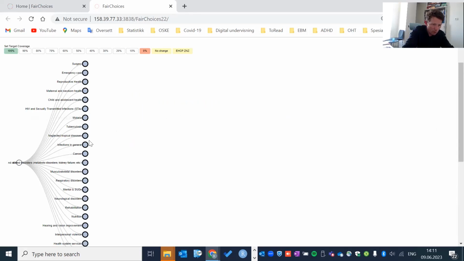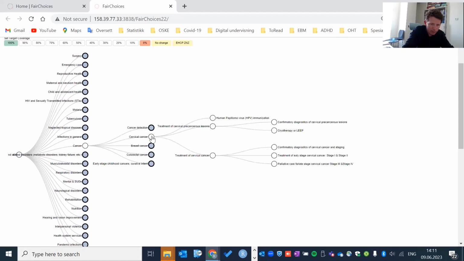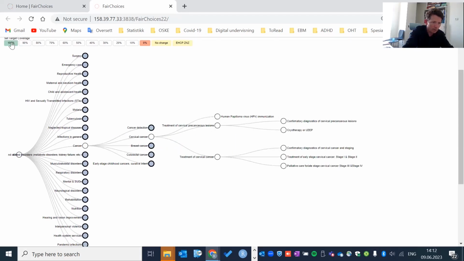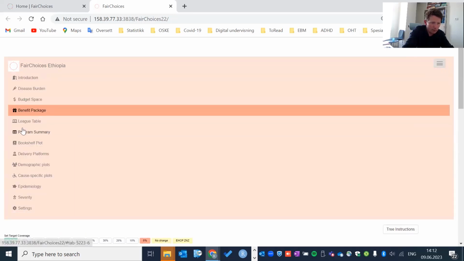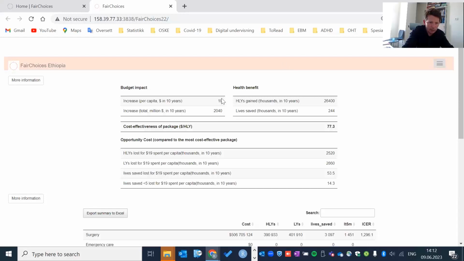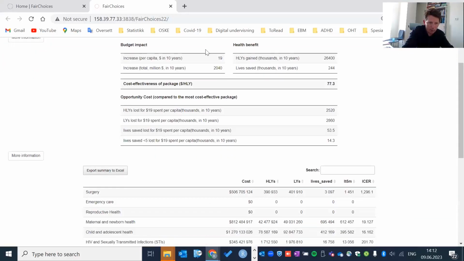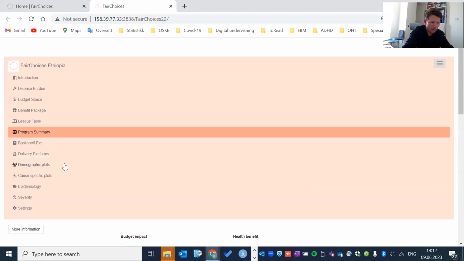And then maybe you go to the cancer team, and then you have someone in the cervical cancer team. They want to give everything 100%, and then you stand in the node and give 100%, and you can see how this influences your total cost. Then you go to the program summary, and it didn't have much impact, but still you're over your $15 per capita threshold. So you need to remove something, or you have to increase your budget.